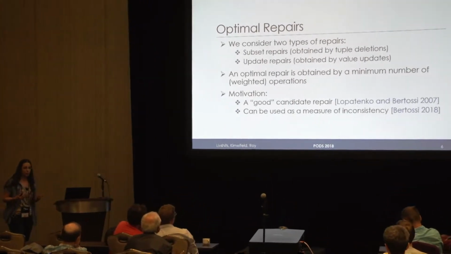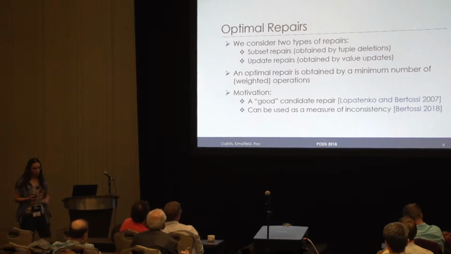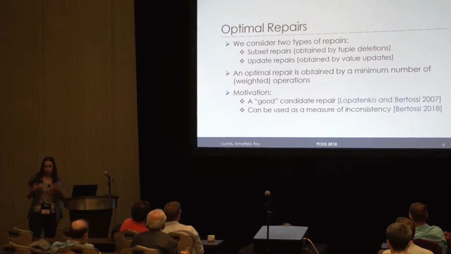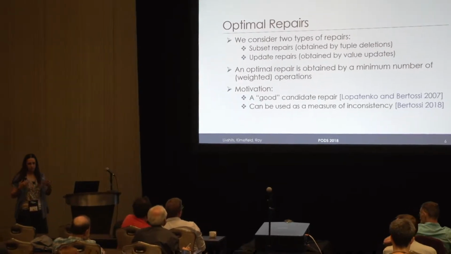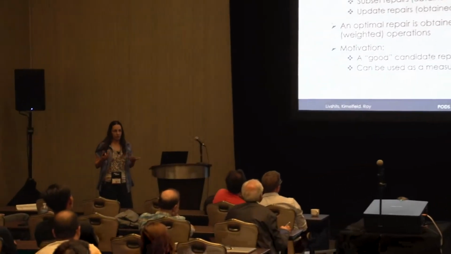There are two main reasons why we need optimal repairs. The first one is that if we have an automated system for data cleaning, then an optimal repair is a good candidate. We can use it to clean the database. But even if that's not the case, we can use the distance of an optimal repair from the original database, or the number of operations required to obtain this optimal repair, as a measure of inconsistency, or as an indication of how far away we are from a clean database.